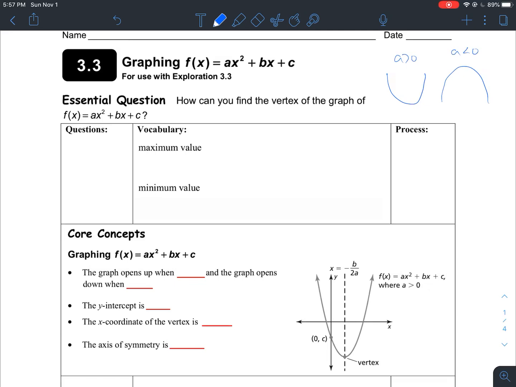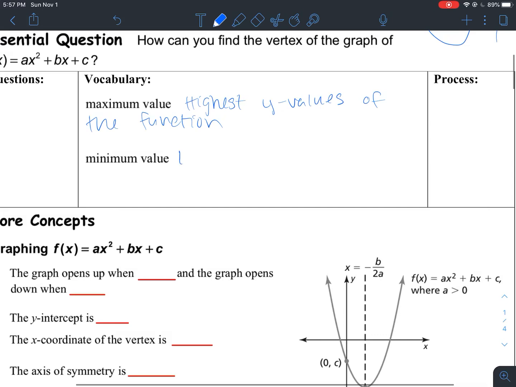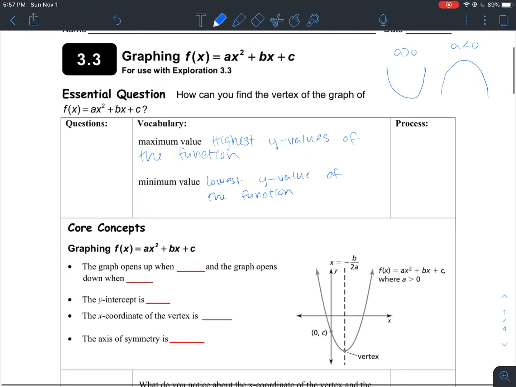So a maximum value, you could say, is the highest point. It's the highest point of the function. Or you should say, because that more describes the vertex, the highest y value of the function, while the minimum value is the lowest y value of the function. Okay?